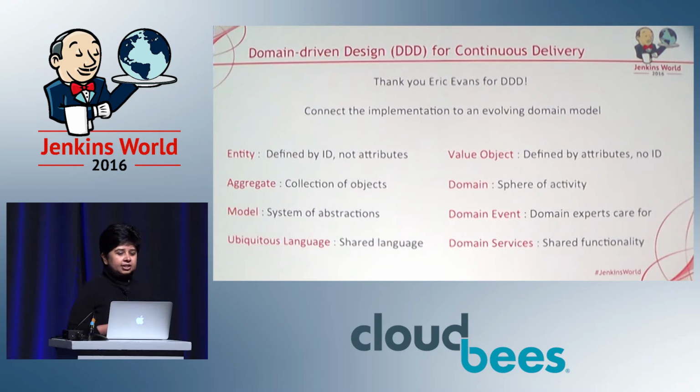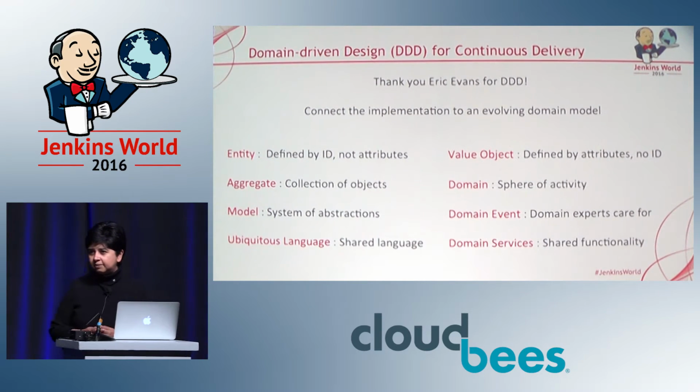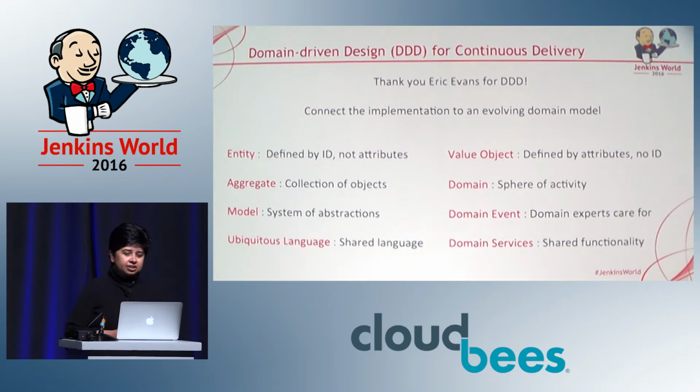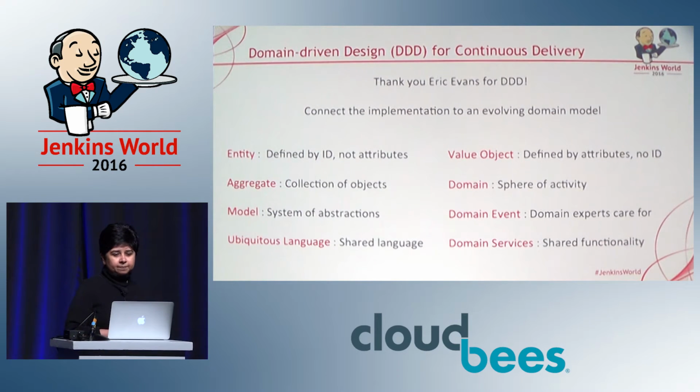An aggregate is a collection of objects. I guess the pipeline is indeed a collection of several objects. This we will definitely see later in the presentation. The domain is what we are studying. I'm saying the domain is continuous delivery in this particular session. It's a sphere of activity. It's a sphere of knowledge. Some people say it's a sphere of influence. I'm good either way. I'm not trying to beat the definitions to death, but generally we'll try to understand the concepts.